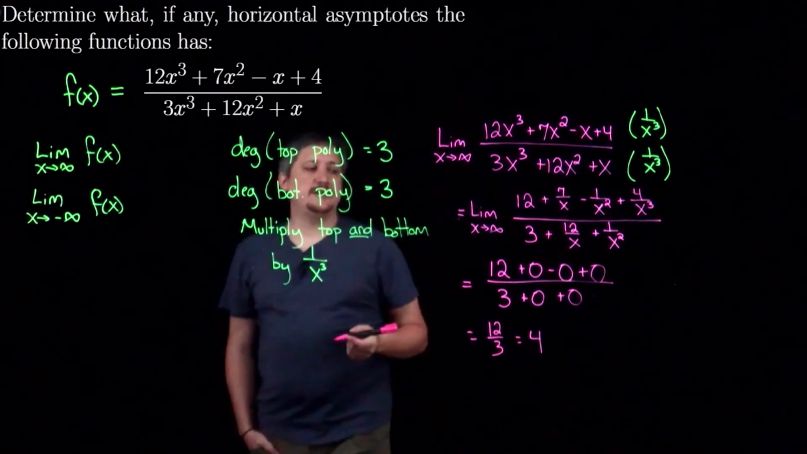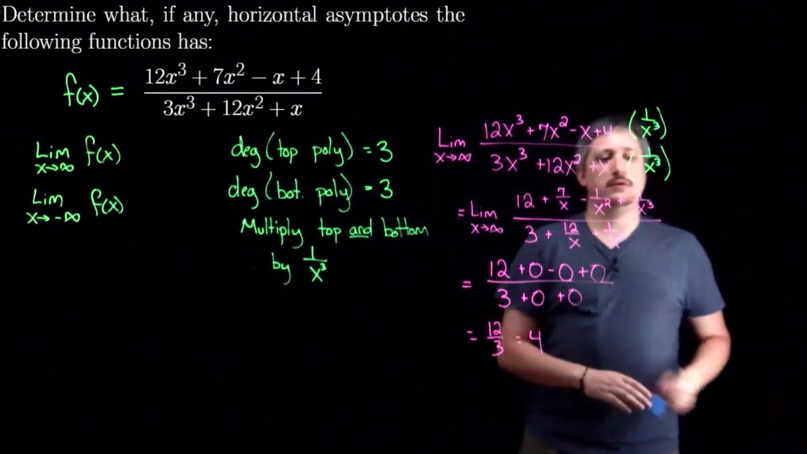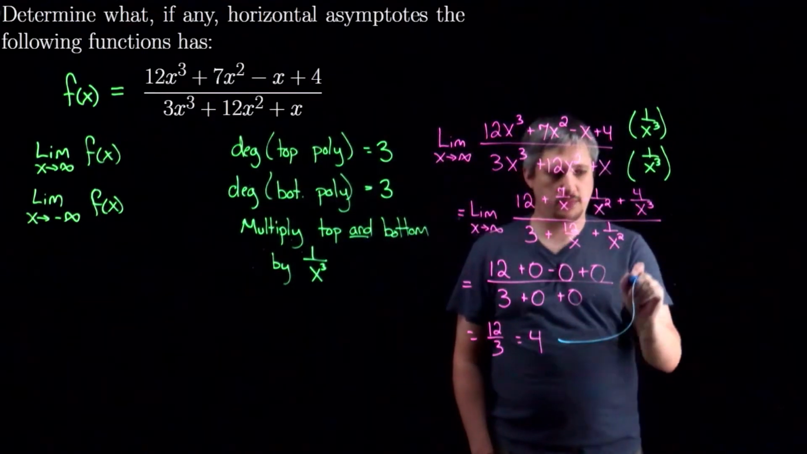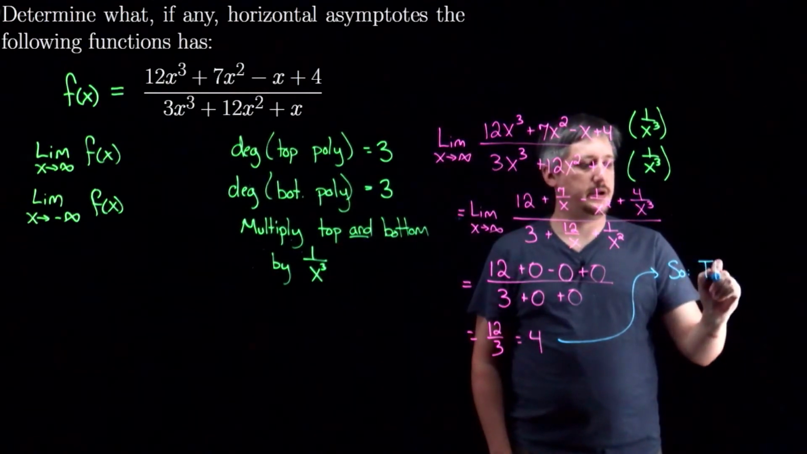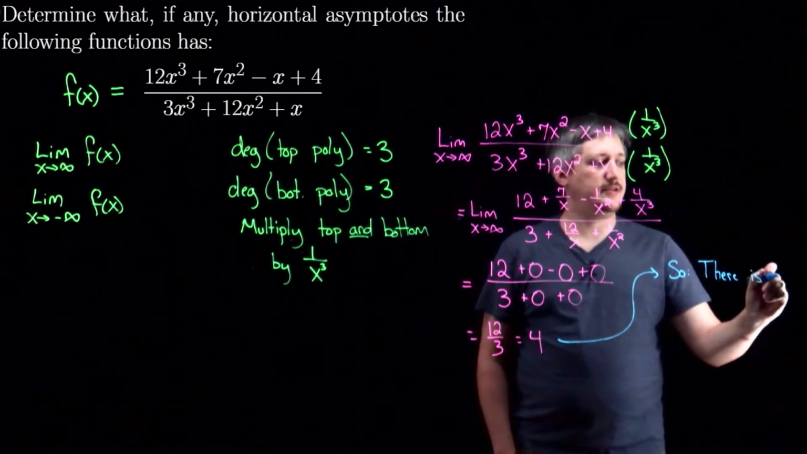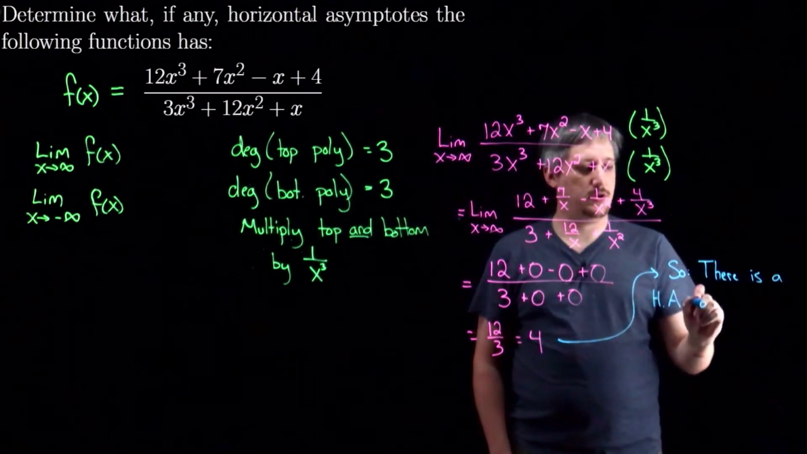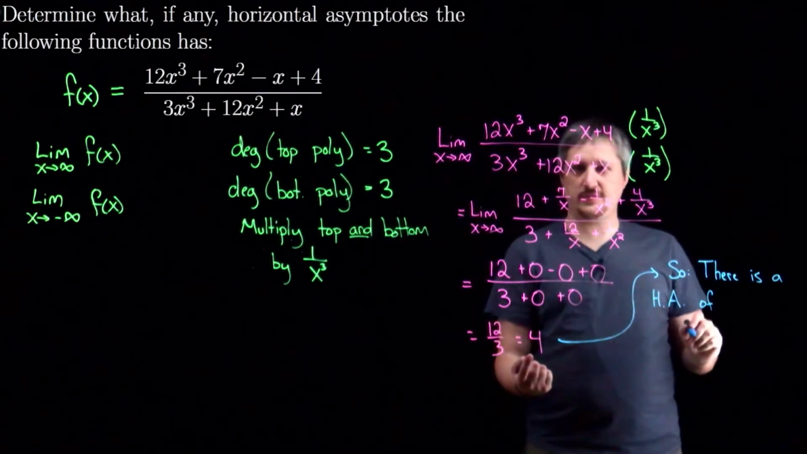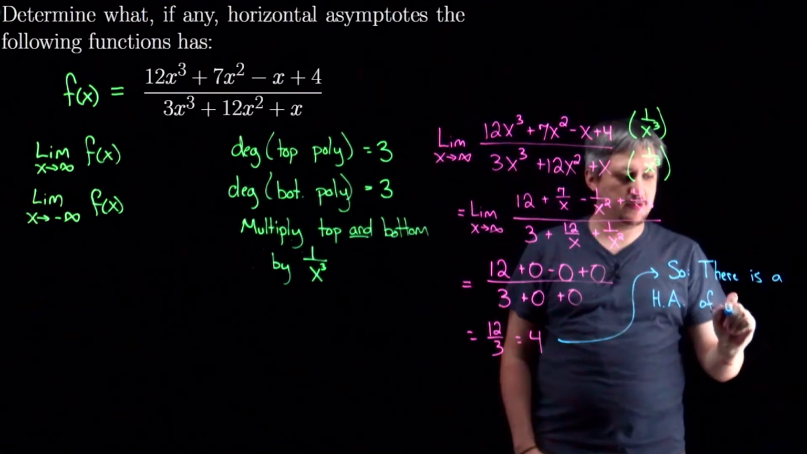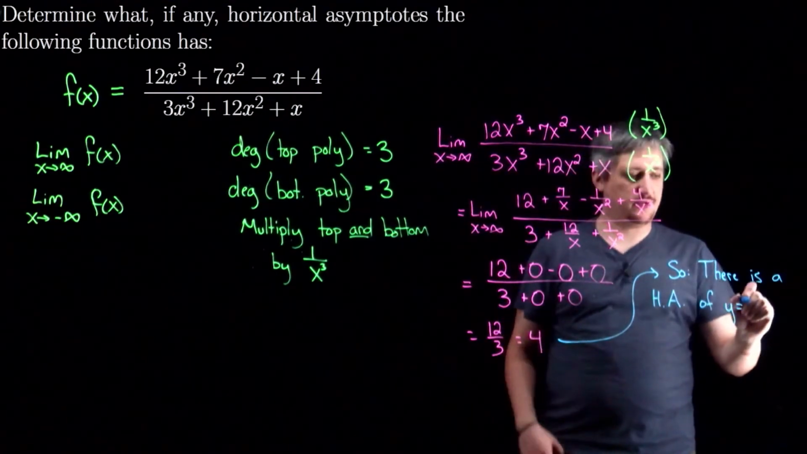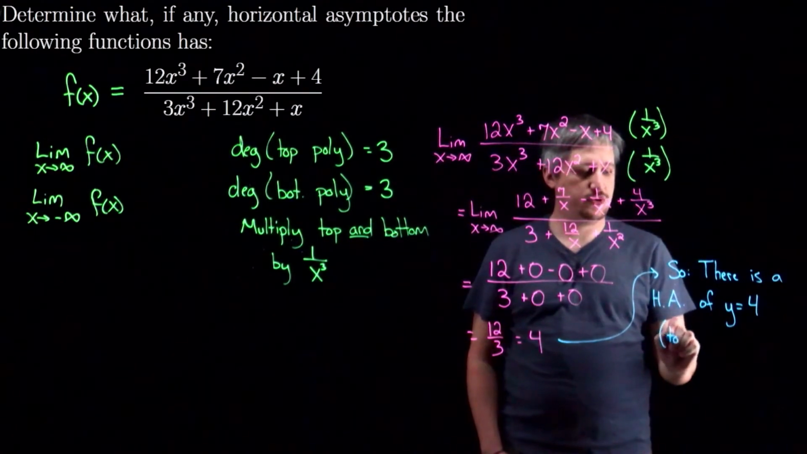So this tells me that there is a horizontal asymptote. It's a horizontal line, so it's of the form y equals that value, so y equals 4. And to be clear, this is true to the right.